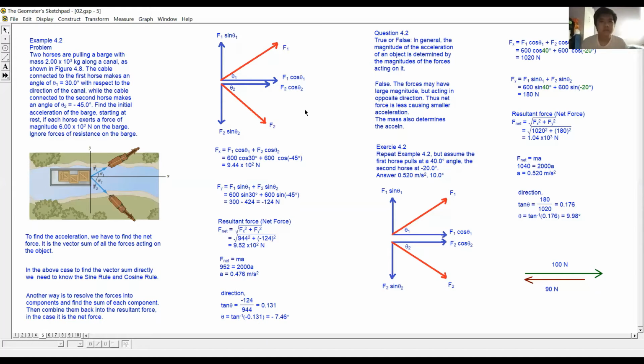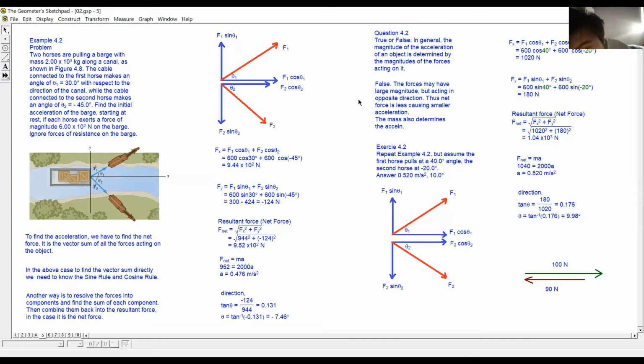So what we have now are four components. No more red color, but four components: F1 sine theta 1, F1 cos theta 1, F2 cos theta 2, and F2 sine theta 2. Now, in order to find the resultant force or the net force, I add them up. Those in the same direction, I can add up.